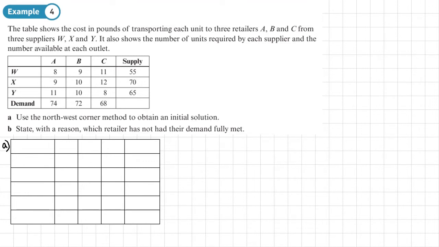Well, the first thing we need to do is to check whether the problem is balanced or not. And you should always do that. If this bottom corner here, the totals of the supply and demand, are left empty, that could mean that the problem is unbalanced. So we need to check that.